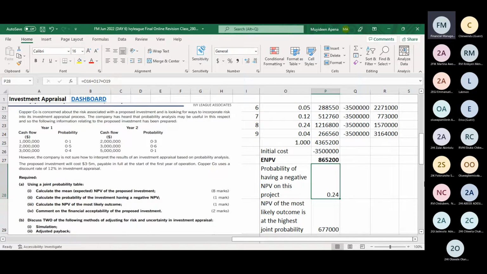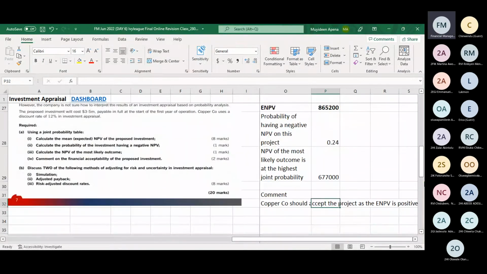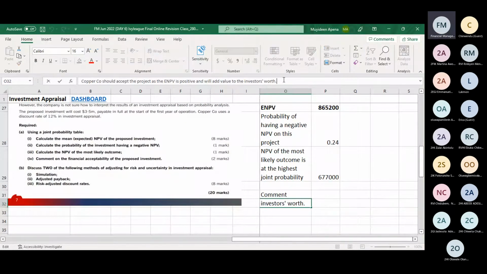Because the risk appetite of a company varies. A company could see a 24% probability of having a negative NPV as insignificant. Another company may see it as so significant. So we have to hang it on the risk appetite of that company. That's the only way you can convince the examiner with your comment, to show that you are actually proving your worth.